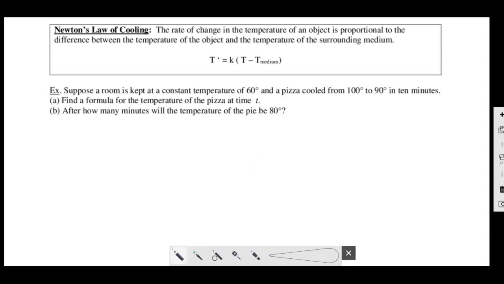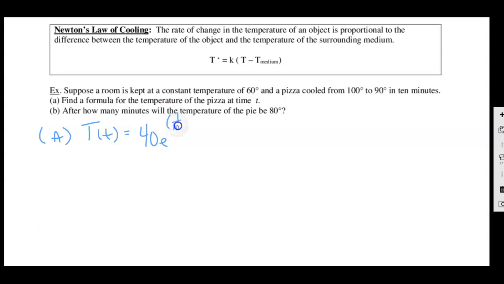So the answer to part A that we had just done, right? We had temperature as a function of time. It was 40 e^(1/10 ln 3/4 t) plus 60. But that was all the answer that we had got from A. I just erased the work so that I can now do part B. Part B wants me to figure out when that temperature is going to be 80. So I'm going to set that thing equal to 80.